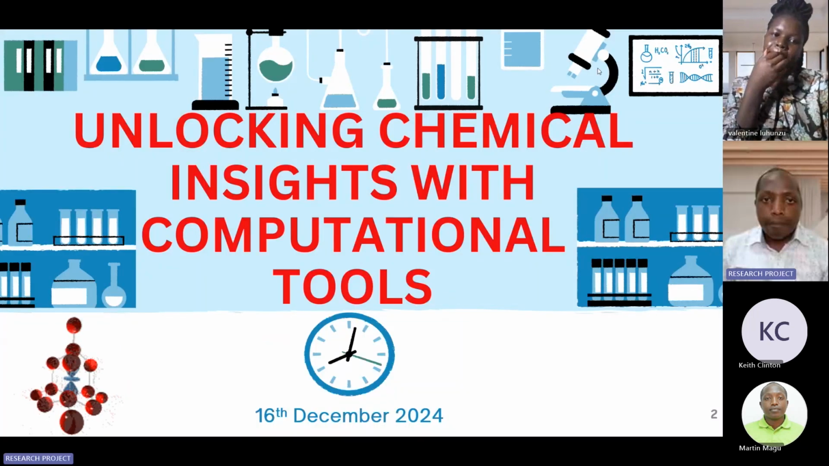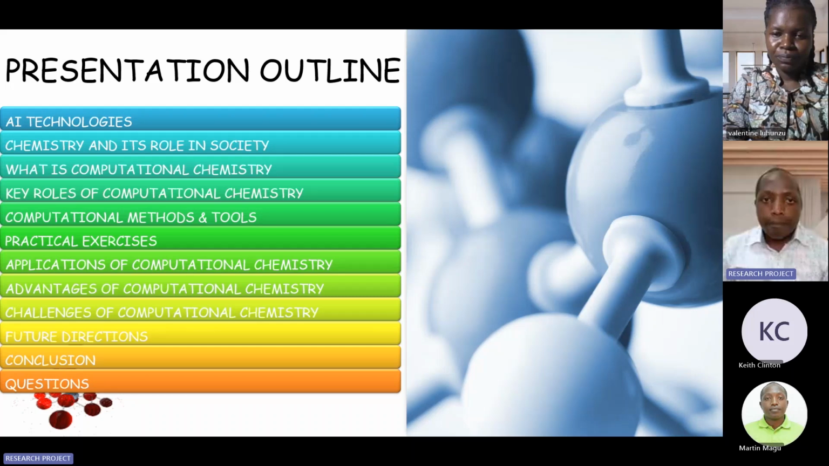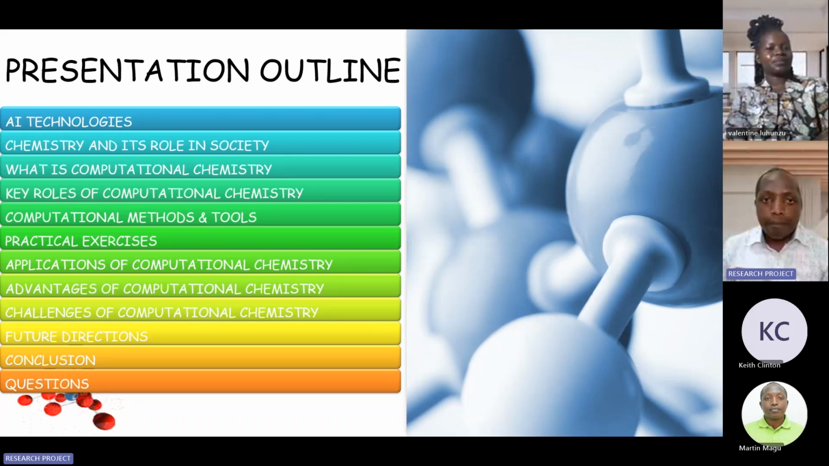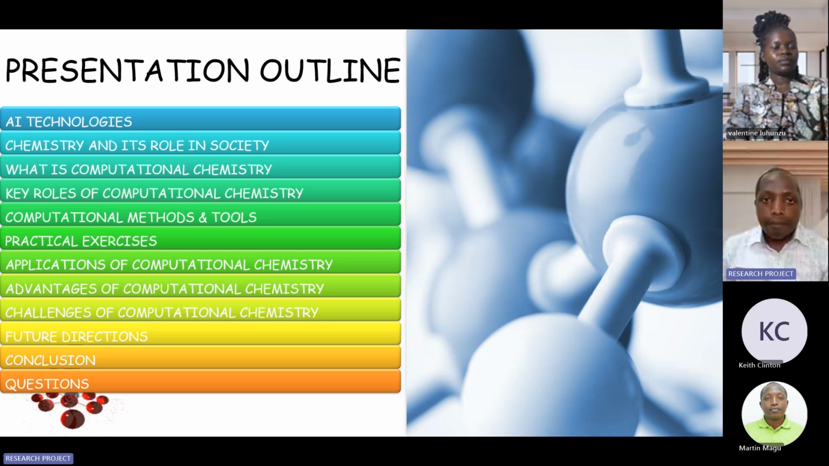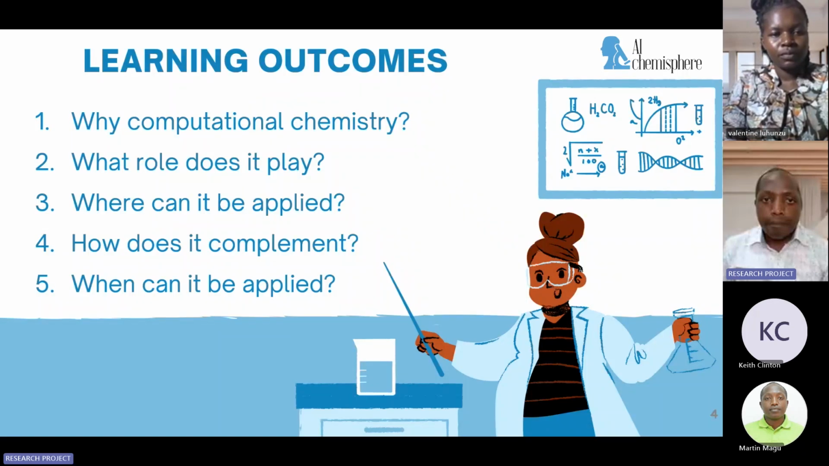So today we'll be unlocking some of these things about computational chemistry by giving a few insights that might help viewers understand one or two things about it. This will be my presentation outline: we look at the background about chemistry, a few examples that we can relate with, why computational chemistry, what role it plays in our current day-to-day lives, and where it can be applied. How does it complement other disciplines of chemistry and other fields of sciences? And when can it be applied?